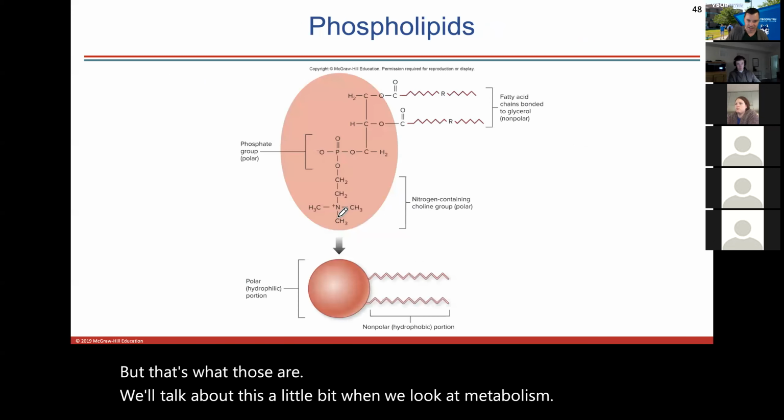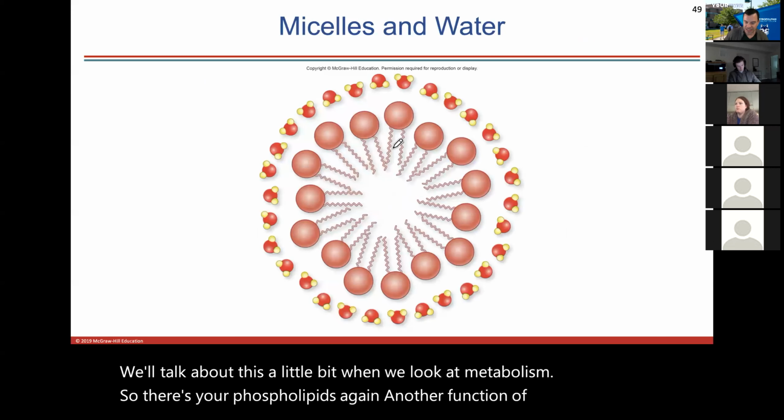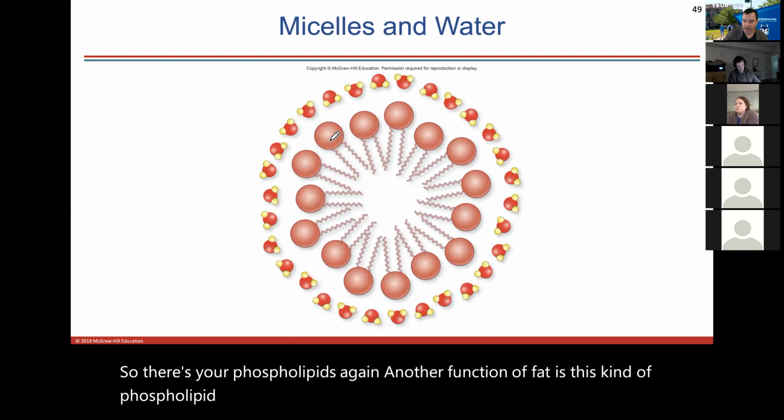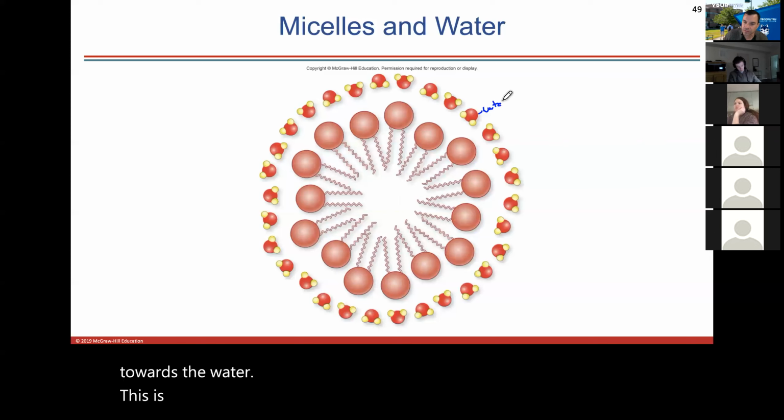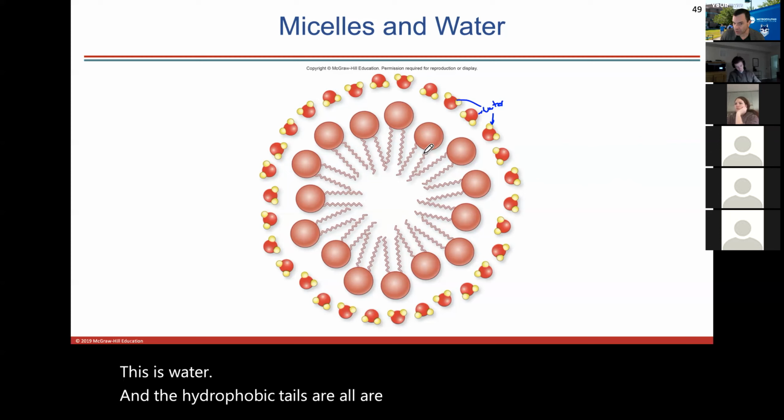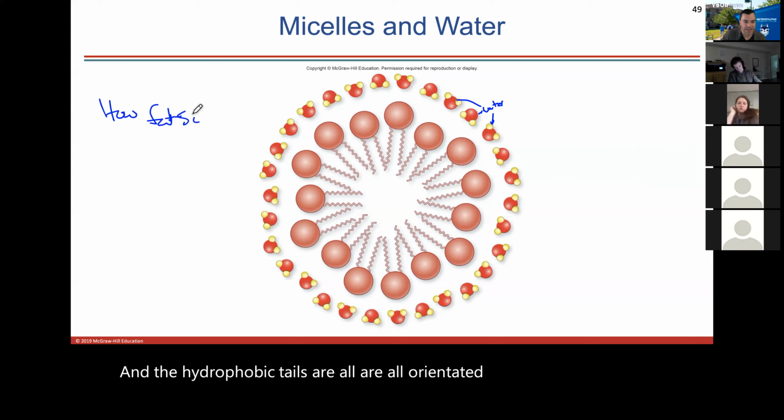So there's your phospholipids. Again, another function of fat is this phospholipid layer right here. The hydrophilic heads are all orientated towards the water. This is water. And the hydrophobic tails are all orientated away from the water. This orientation right here is how fat-soluble structures are carried in the blood.